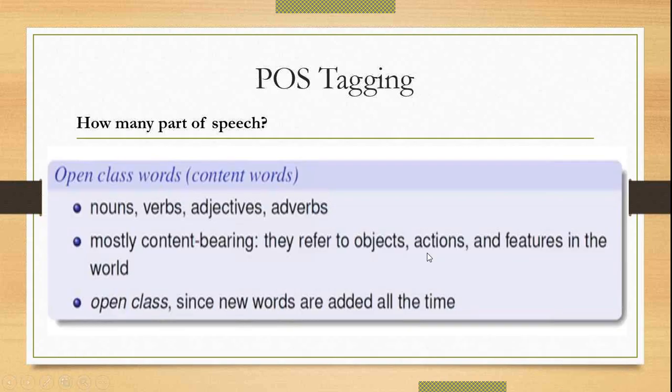So how many parts of speech are available? There is a large number of parts of speech available, for example noun, verb, adjective, adverb. Mostly they refer to the object, action, and feature in the word. They also represent an open class, since new words are added all the time. You can see that the Harvard dictionary always has words added every year, maybe 100, maybe 1,000 words. So that dictionary keeps updating. So they make one open class. In that open class new words are added, and there are predefined nouns, predefined verbs, predefined adjectives, predefined adverbs.